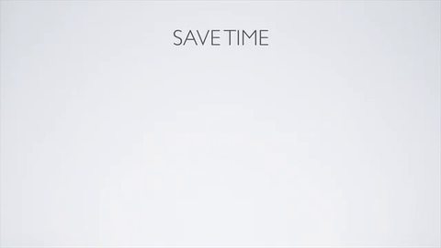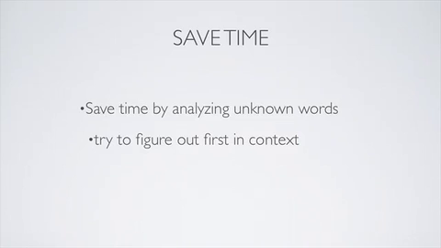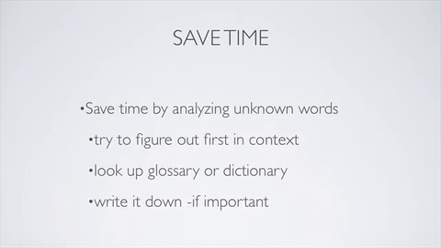Save time. Save time by analyzing unknown words. If you don't know the meaning of a word, try to figure it out in the context. Maybe the clues in the text will help you. If that doesn't work, look it up in the glossary or the dictionary. And if you think this is an important word after, then write it down on the front of a note card or as a key point on your mind map with the definition.